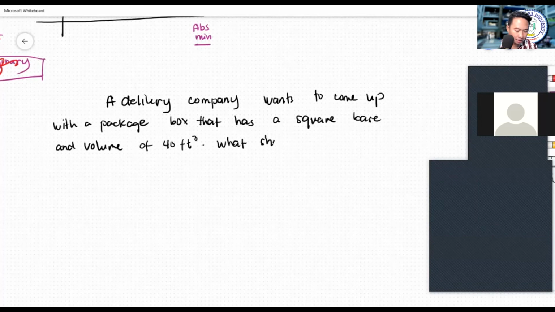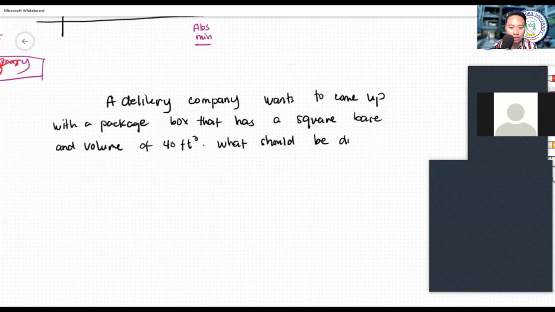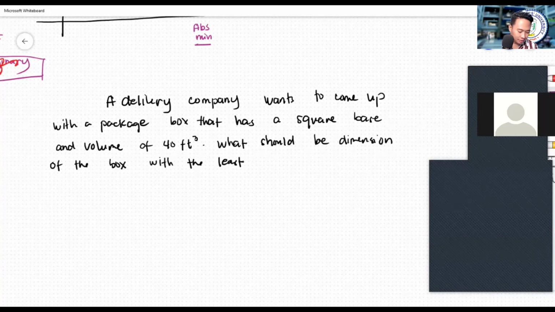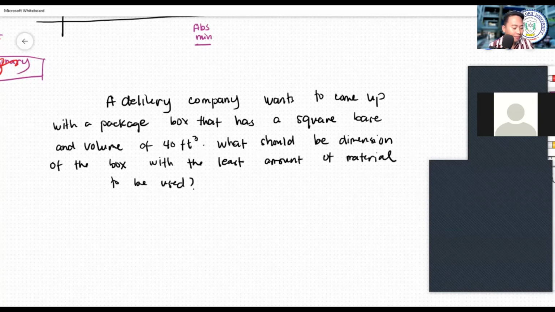What should be the dimension of the box with the least amount of material to be used? Okay, so that's the problem, guys. So we are doing optimization here.